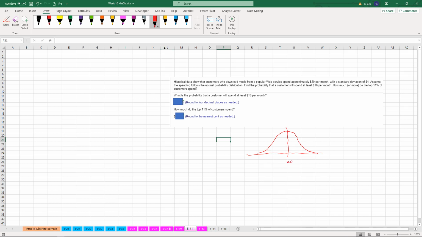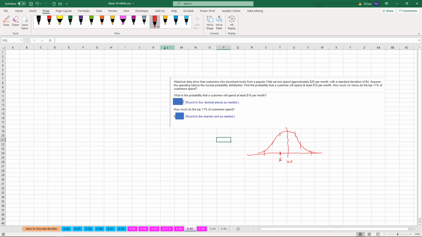What's the mean? $20 of spending a month. Standard deviation, so it's plus 4, plus another 4, plus another 4, minus a 4, minus another 4, minus another 4, okay? So that's plus and minus 1, 2, and 3 standard deviations. That gives us a little bit of an idea when they say probability will spend at least 16. So 20 minus 4 is 16. So they're saying how much is somebody in your spending group from -1 standard deviation out to the right. So we understand that this is 16.